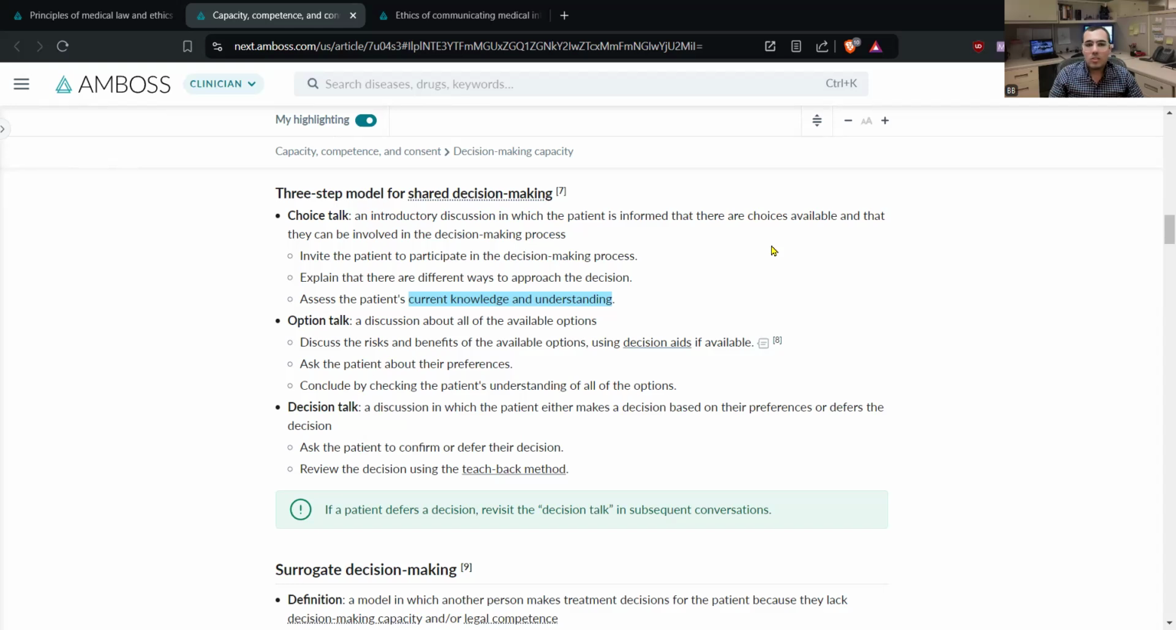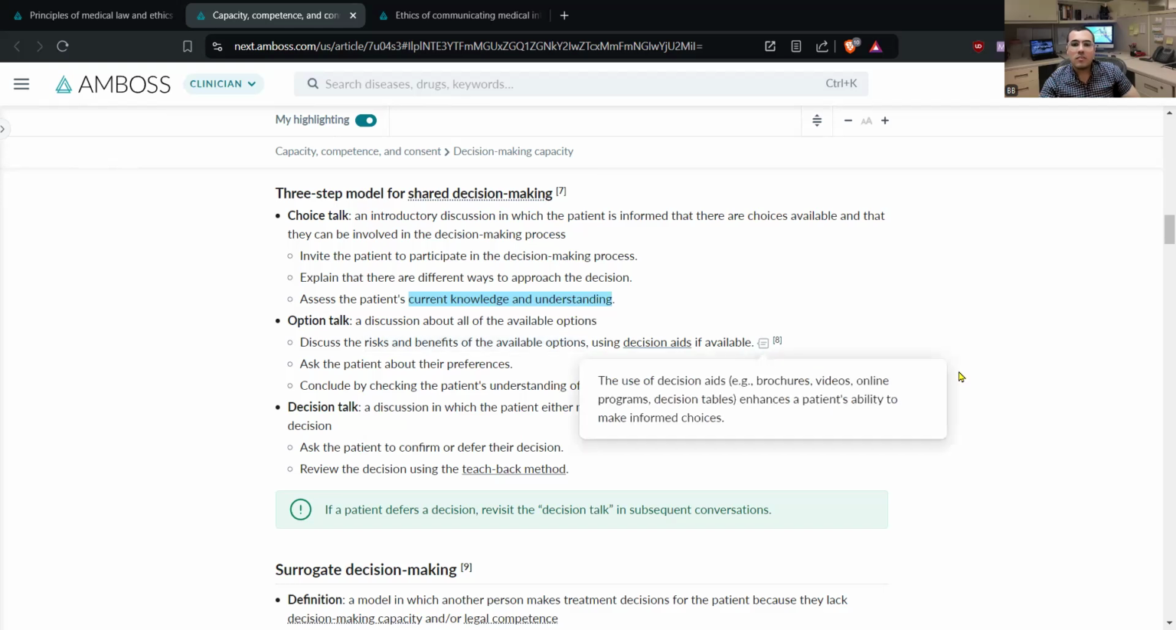For the second one, which is the option talk, it is a discussion about all the available options. Discuss the risks and benefits of the available options using the decision aids if available. What is a decision aid? Brochures, videos, online programs, decision tables. Decision aids enhance the patient's ability to make informed choices.